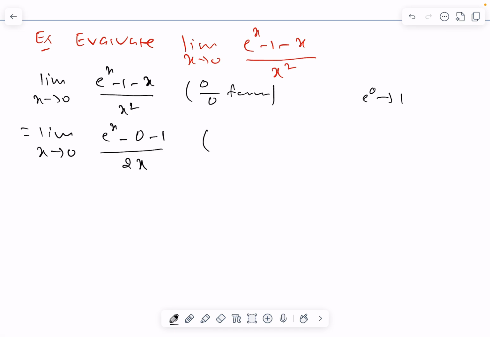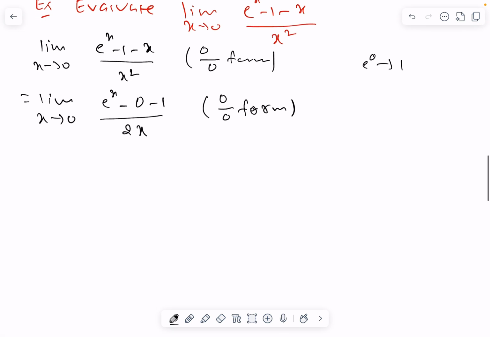So x tends to 0, e power 0 is 1, minus 1, so this is 0, and here x is there, so again it is 0 by 0 form. Now this is equal to limit x tends to 0, again the derivative of e power x is e power x, and the derivative of 2x is 2. And now when x tends to 0, e power 0 is 1, and 2. So this is your answer, one by two.